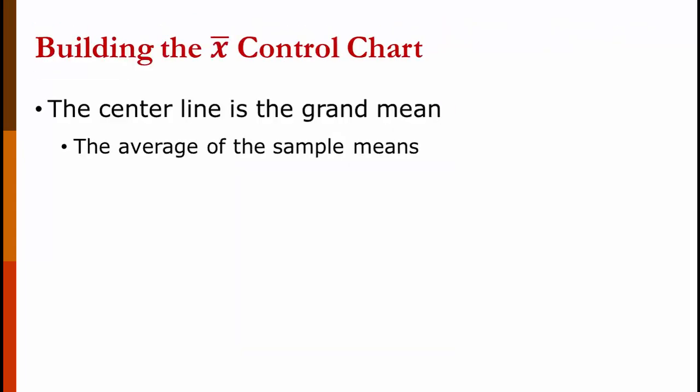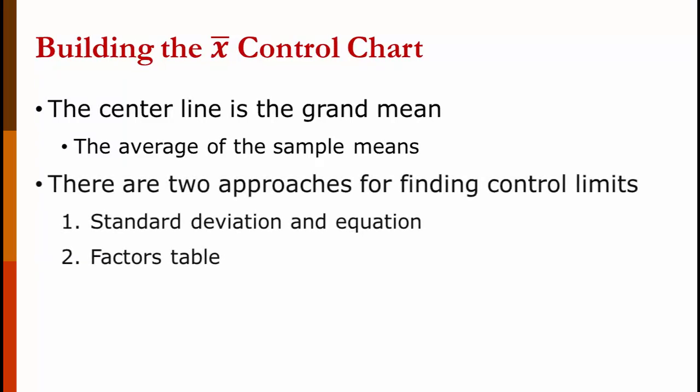For the X-bar control chart, the center line is the grand mean. That's the average of all the sample means. Sometimes it's written as an X with 2 bars over it. There are 2 approaches for finding the upper and lower control limits: using the standard deviation and an equation with a z-value from the standard normal table, or using the factor table I just showed you. We'll look at both of them.